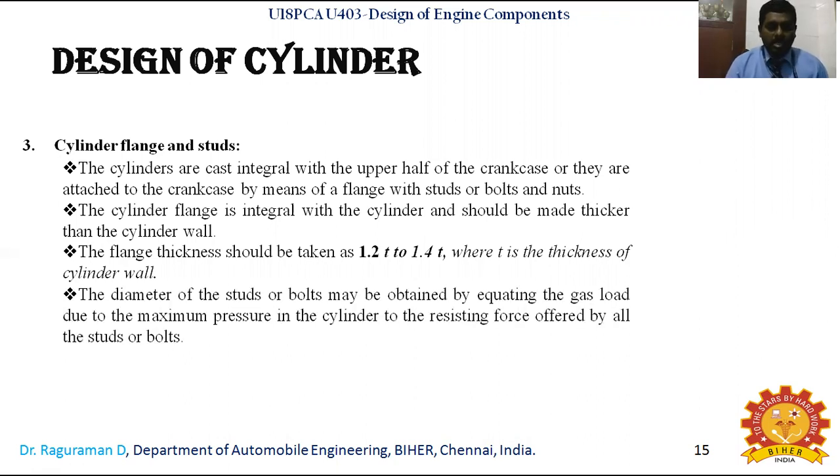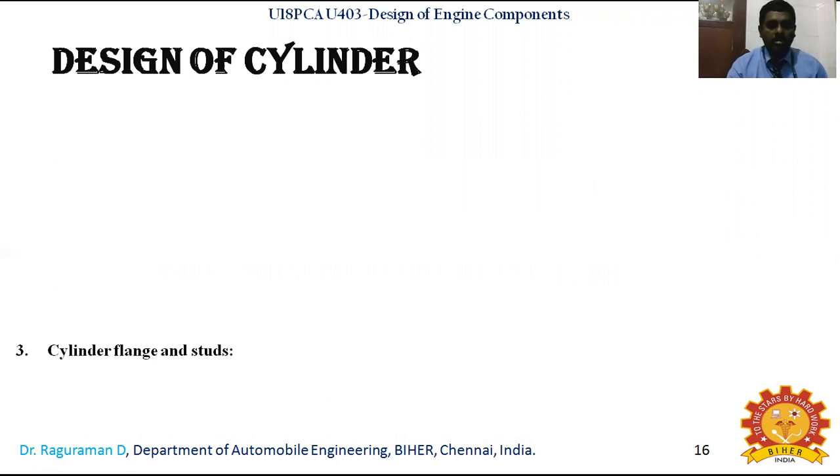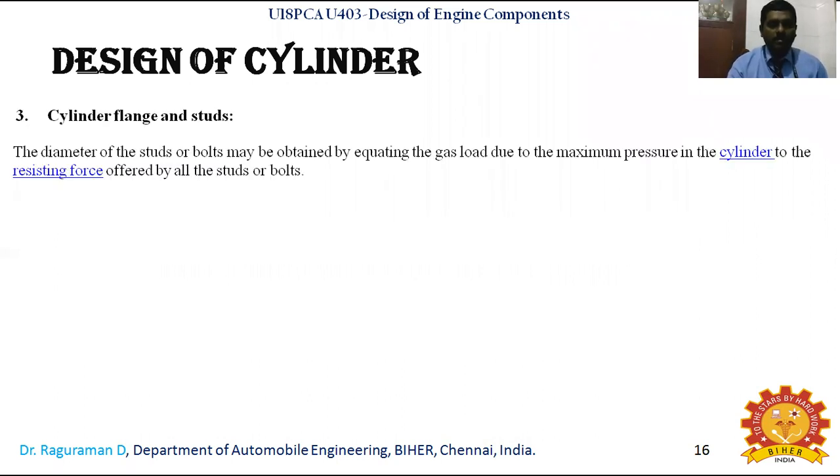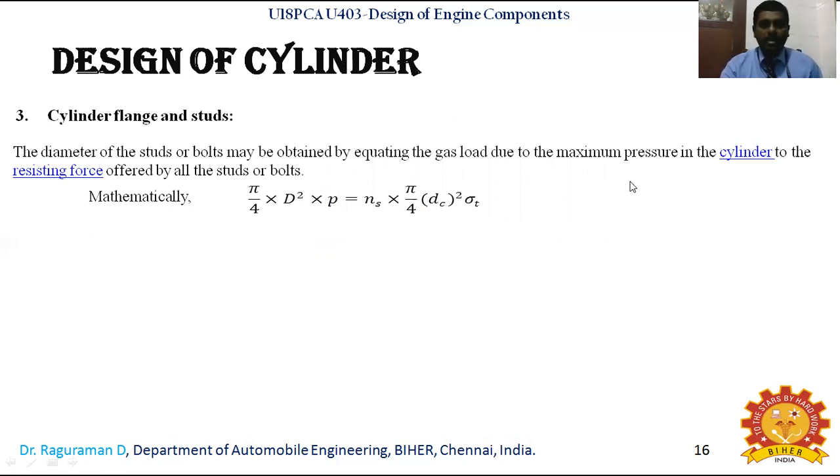And the diameter of the studs or bolts may be obtained by equating the gas load due to the maximum pressure in the cylinder to the resisting force offered by all the studs or bolts. So mathematically, due to the gas load, the area of the piston, pi by 4 D squared, multiplied by the gas pressure p, will be equated with the resisting force. This is the resisting force.